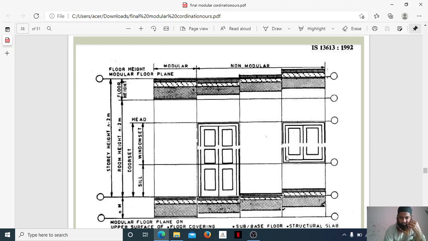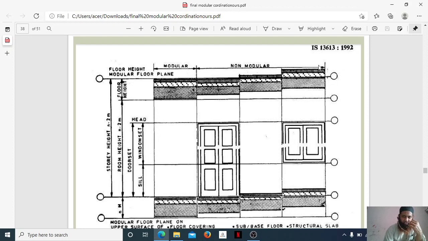Sill height is given here. From here the window will be fixed. Then the door set has been given here. Room height is, you can see here, given as n is equal to 2 meters. Till here it has been given. Then floor height is here, and the false ceiling will come up here.